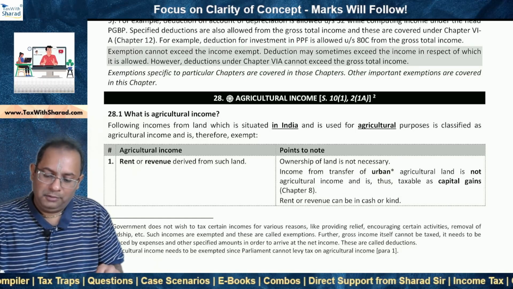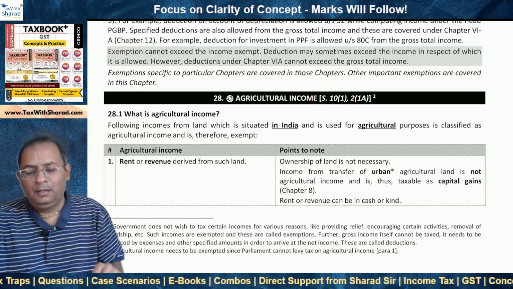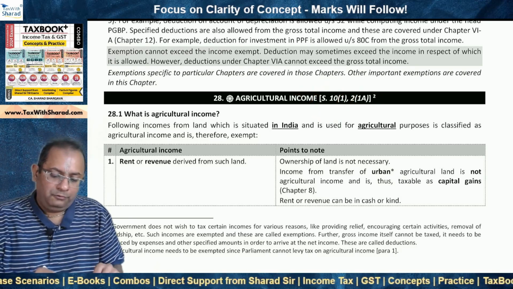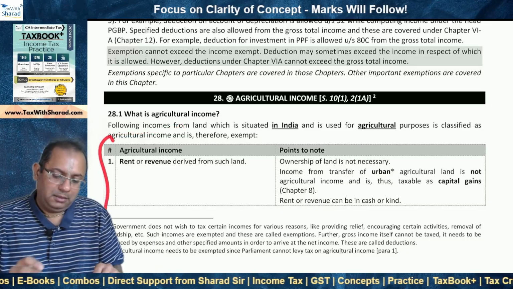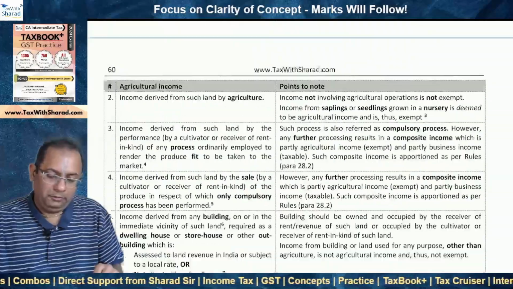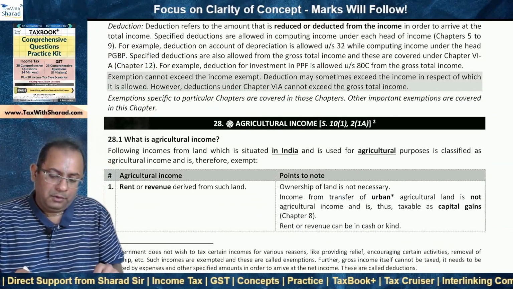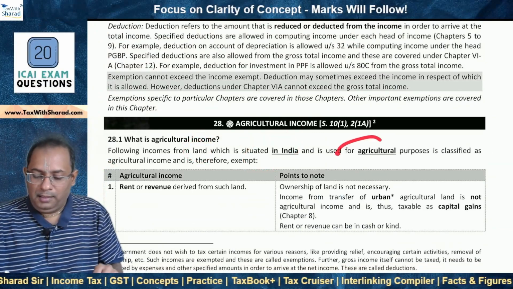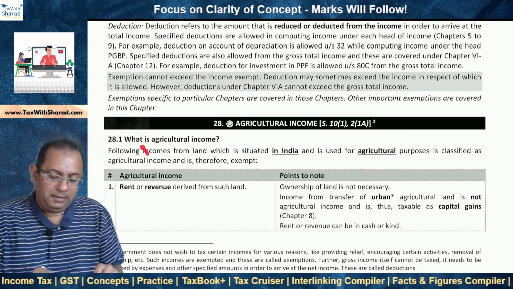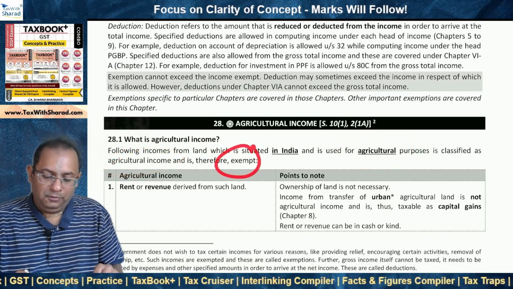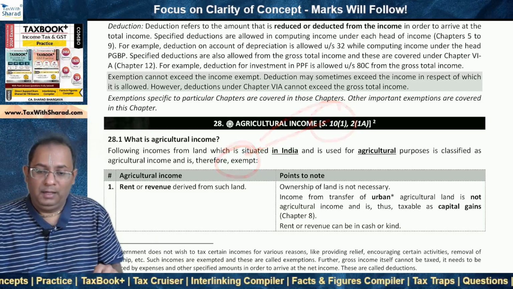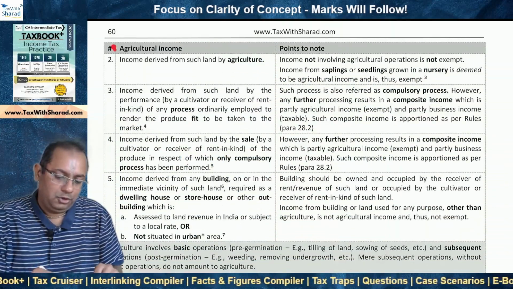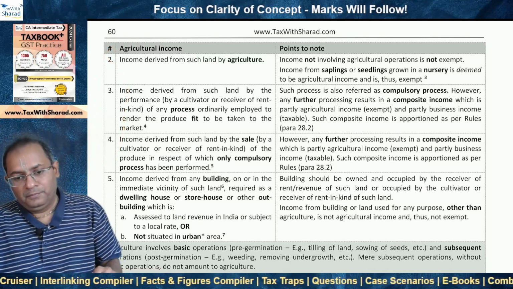Now, agricultural income, as we know, is exempt under section 10(1). What is agricultural income is provided under section 2(1)(a). Certain incomes are listed in this table from 1, 2, 3, 4, 5. So incomes from land which is situated in India and is used for agricultural purposes is classified as agricultural income and is therefore exempt under section 10(1). Now, for the purpose of our video, numbers 2, 3 and 4 are relevant.